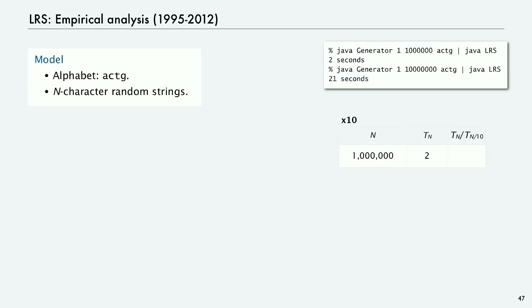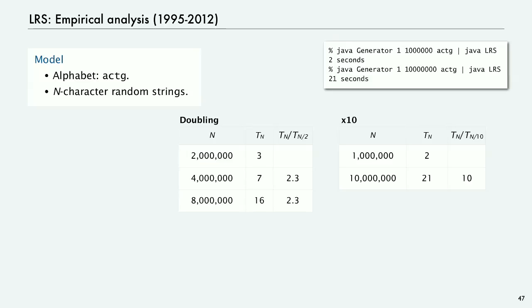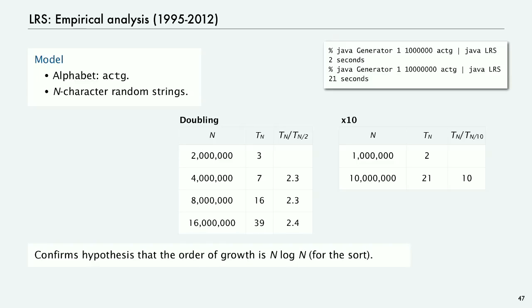So for 10 million, it'd take 20 seconds. So problem size increases by 10. The ratio of the running times is about 10. That's a method that scales. Or if you prefer, do the doubling and see that the ratio is about 2. And so that's an empirical analysis that confirms the hypothesis that the order of growth of the running time of this method is about n log n, and that time is for the sort.